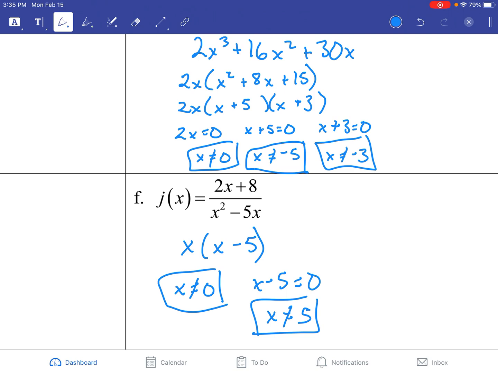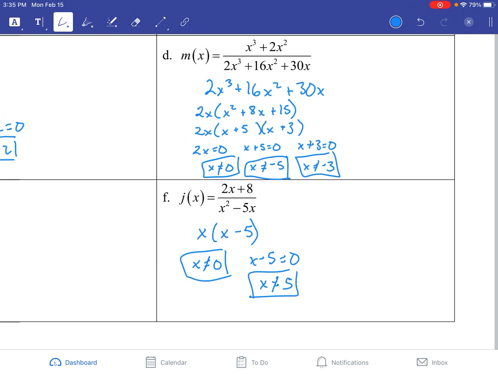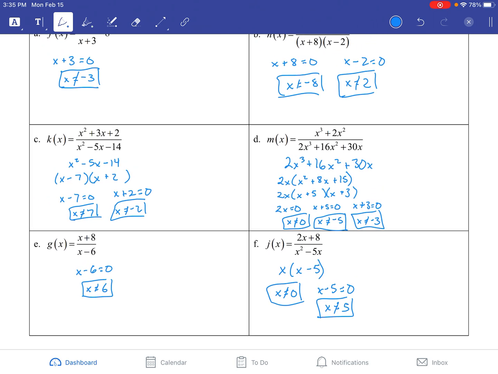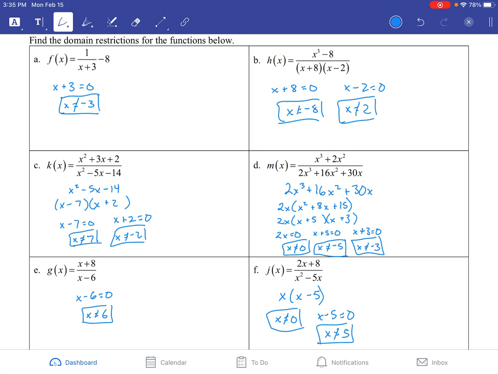So again, you're looking for what values for x you would get, and then those are the values you cannot use as solutions to your equations, because they would cause your denominator to be 0. And those are domain restrictions.